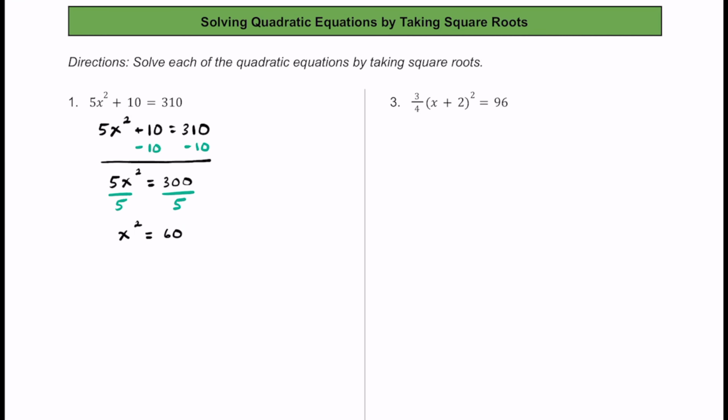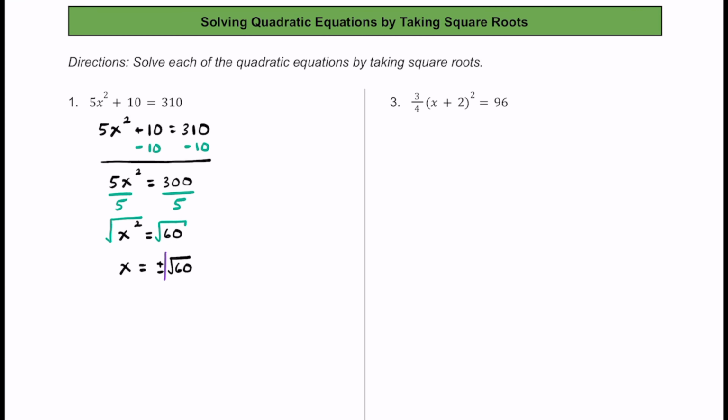Okay, so we've isolated what is being squared here, which is x squared, and what's going to be the inverse of squaring is going to be square rooting, or taking the square root. So the square root of x squared is just going to be x, and on the right side we're going to have plus or minus the square root of 60, right? So there's a positive root and a negative root.